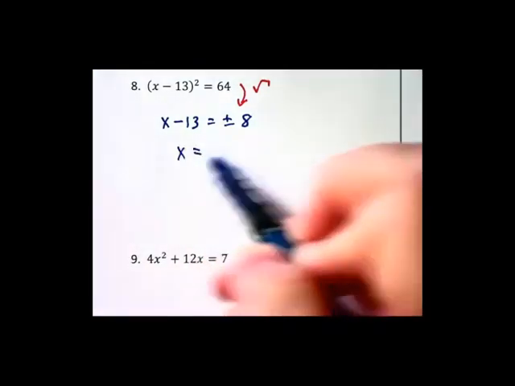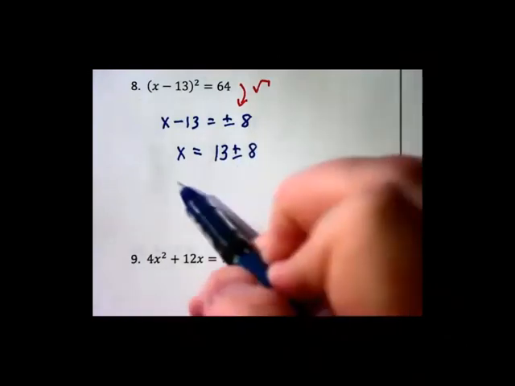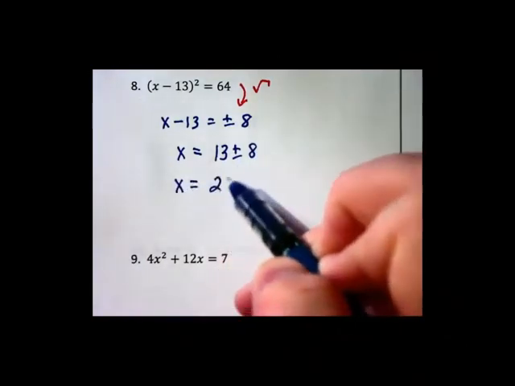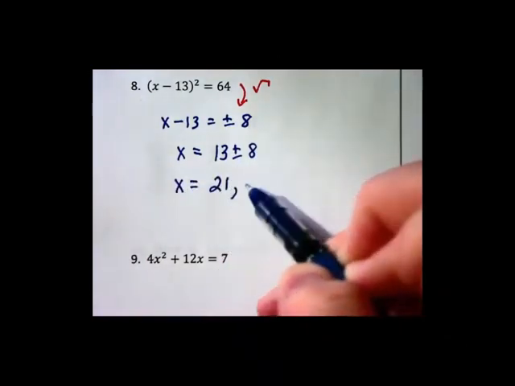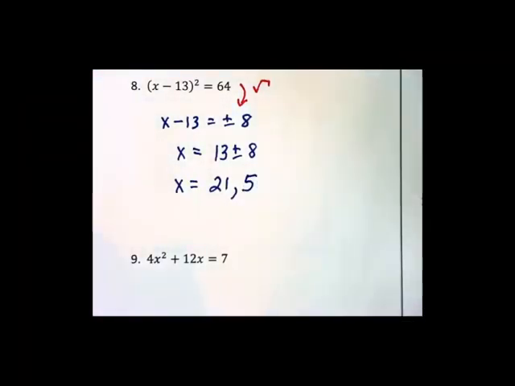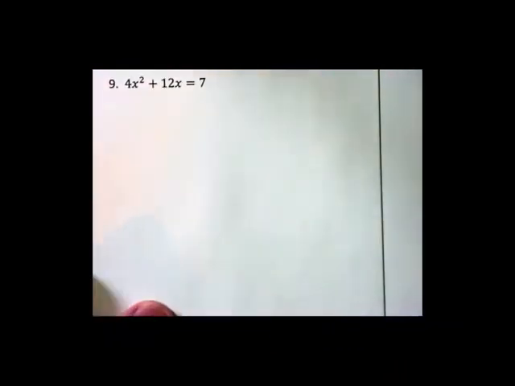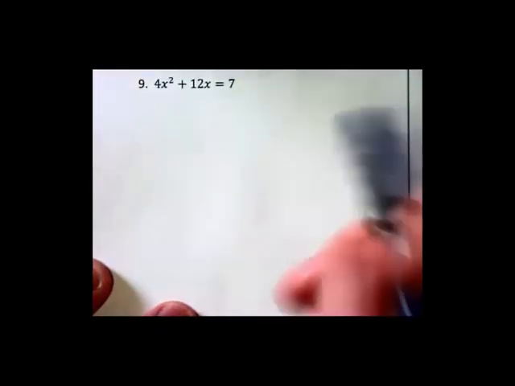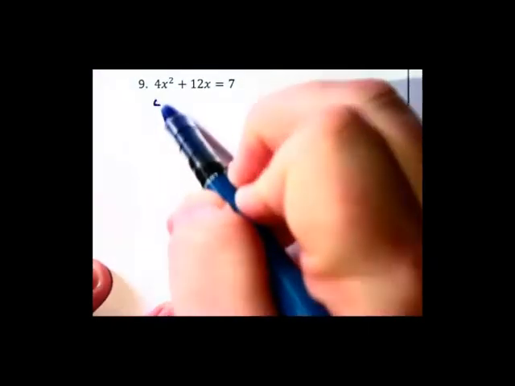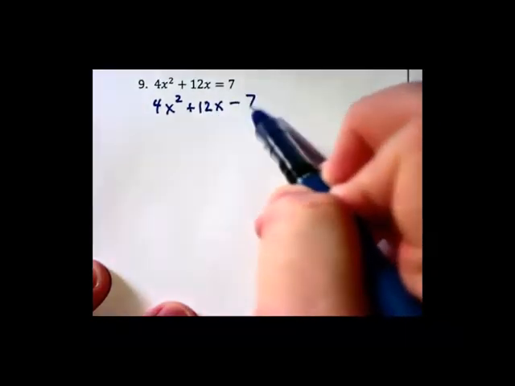Adding 13 to both sides gives us 13 plus or minus 8. Adding the 13 and the 8 gives us 21. Subtracting, we get 13 minus 8, which is 5. So 21 and 5 are two solutions to this equation. Now, here we go, number 9. We're going to start by setting it equal to 0. So 4x squared plus 12x minus 7 equals 0.